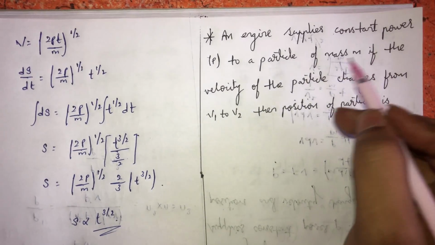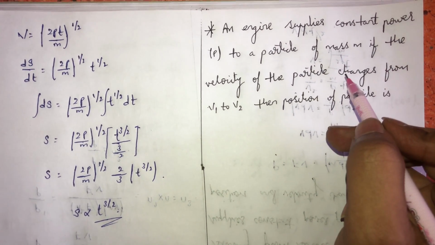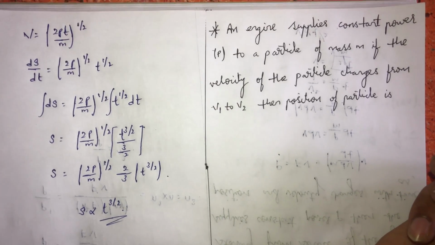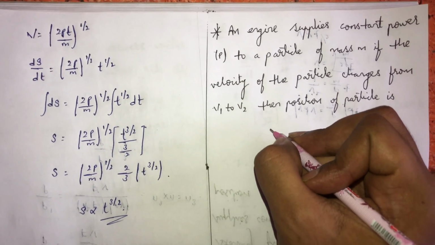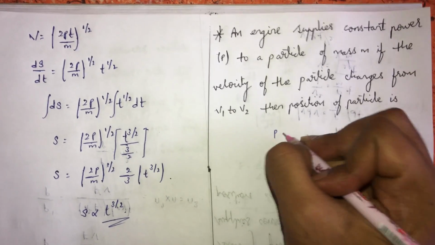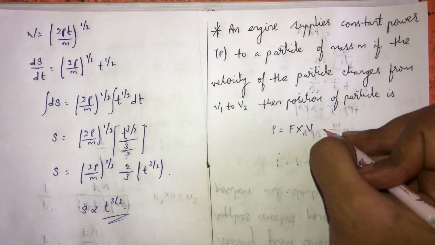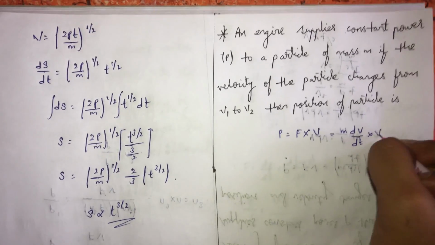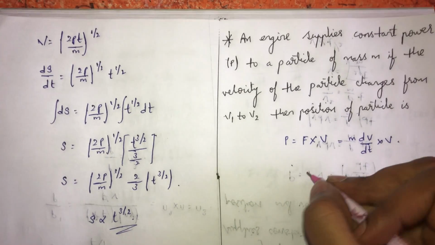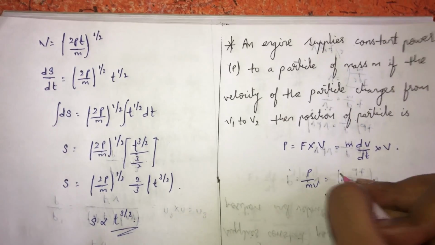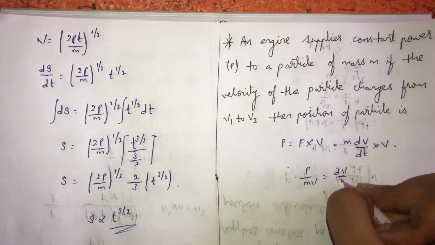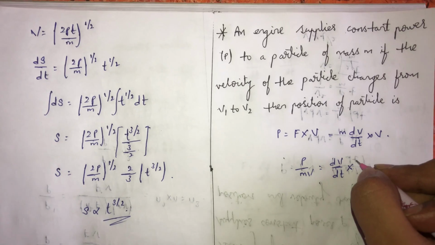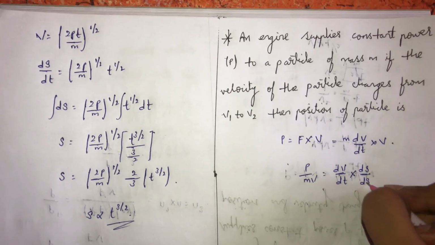Next, another problem related to constant power. Here an engine supplies constant power to a particle of mass m. If the velocity of the particle changes from v1 to v2, then find the position of the particle. Constant power P is equal to F into V, where force is equal to mass into rate of change of velocity by time. So P by mv will be equal to the rate of change of velocity by time.